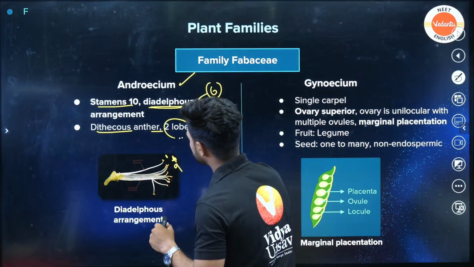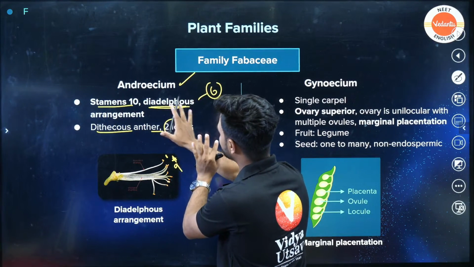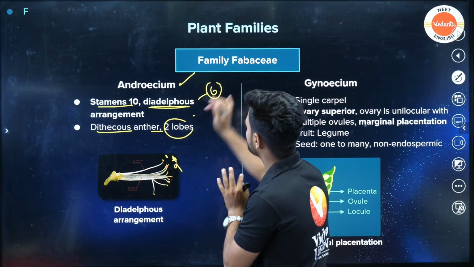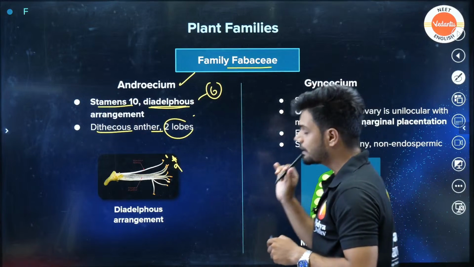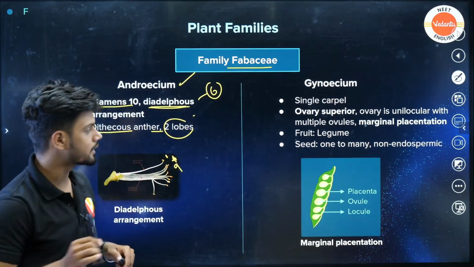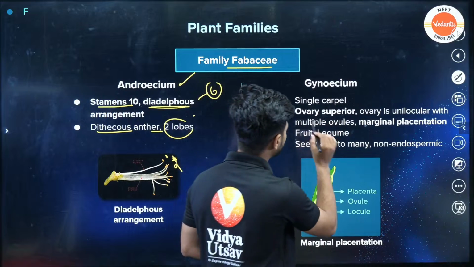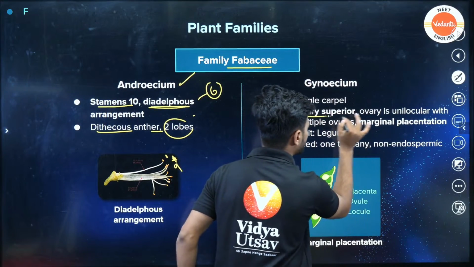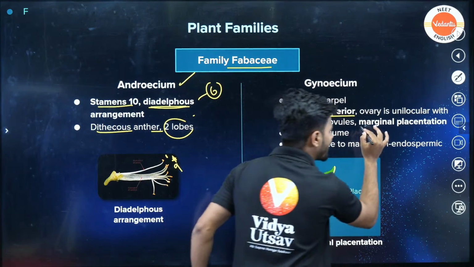This is not important. All you need to remember is diadelphous condition, 9 plus 1 arrangement in the case of your Fabaceae. Now let's come to gynoecium. What is important again here? In gynoecium, you need to remember the superior ovary. Very important point. Marginal placentation.